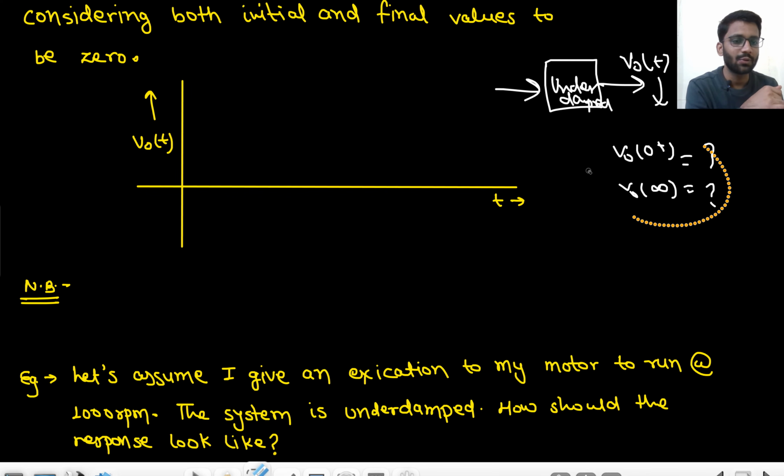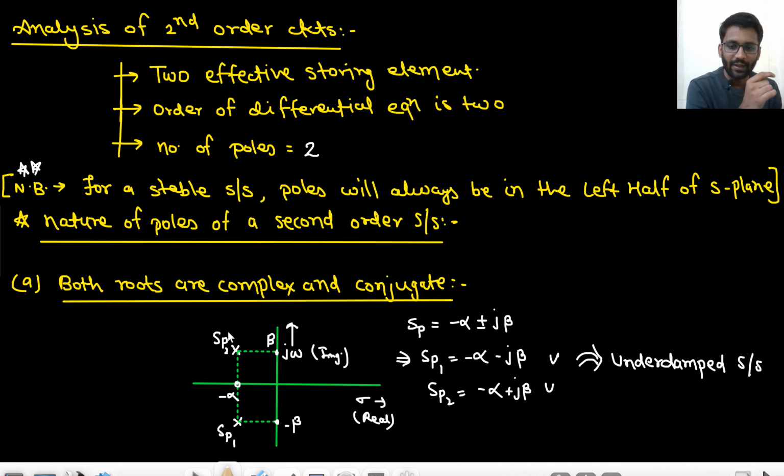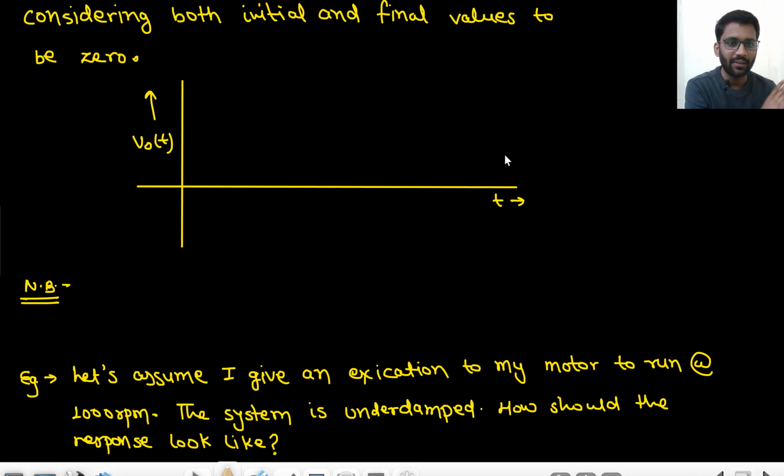So how will the response look in the case of an underdamped system? When you find the roots are coming like this, you got a transfer function, then you find the poles are coming like this. Now you don't know the initial and final values, but you are considering that both values are 0. So how will the response look? The response will look something like this. Okay, I can make it in a better way.